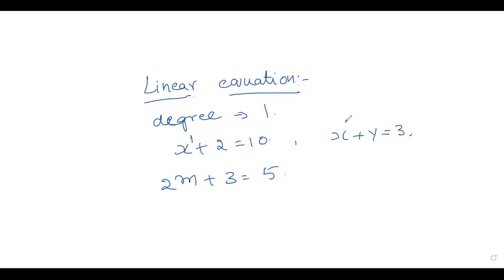Here the power of the variable x is 1 and y is also 1. Here the power of m is 1. In all the cases, the power of the variable is 1. Degree is nothing but power. Highest degree of the variable is 1. So these kind of equations are called linear equations.